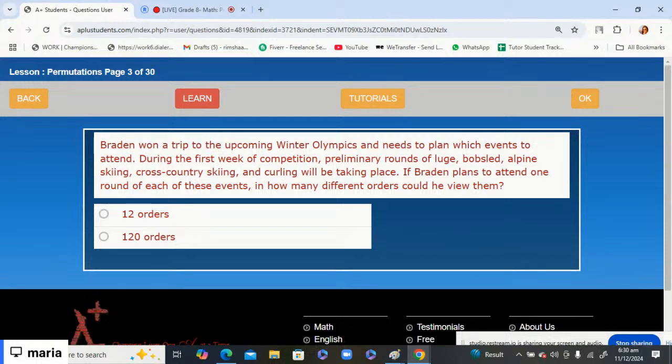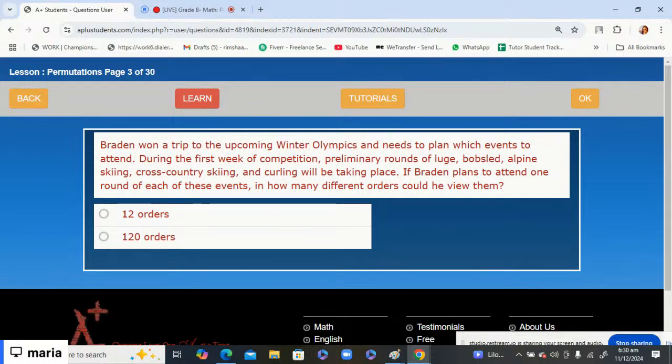Braden won a trip to the upcoming Winter Olympics. She needs to plan which events to attend. During the first week of the competition, preliminary rounds of luge, bobsled, alpine skiing, cross country skiing, and curling will be taking place. If Braden plans to attend one round of each of these events, in how many different orders could she attend them? This is basically how many events are given.